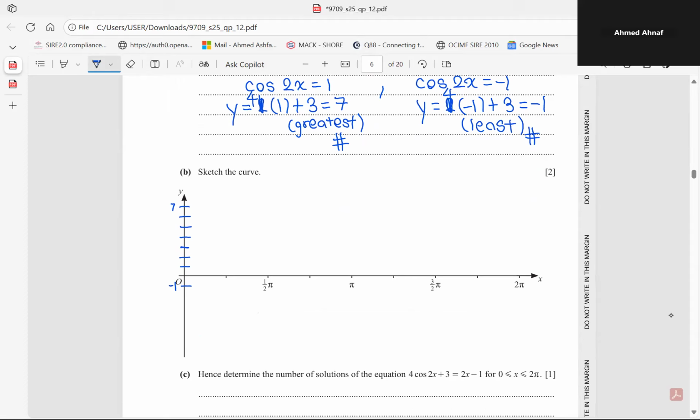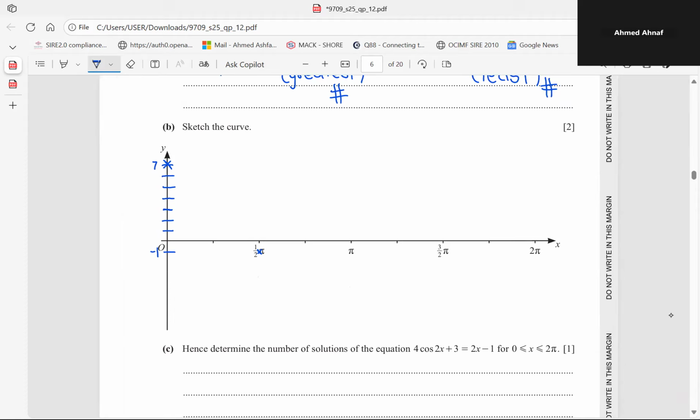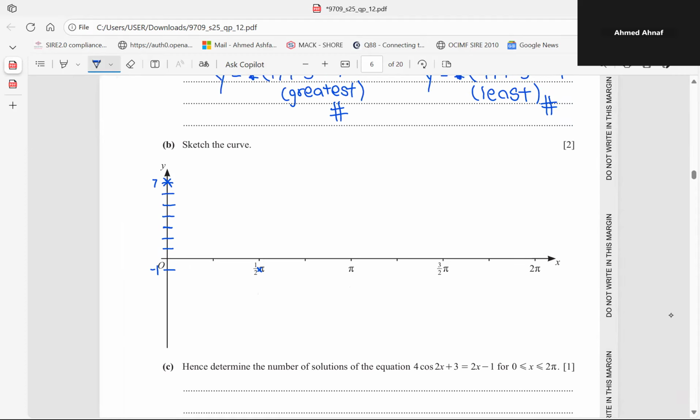So maximum point is, sorry, pen's not working again. All right, sorry for the delay. So 7 is here when x equals 0. Now let's find for x equals pi over 2. Okay, that would give us negative 1. So somewhere here. Now let's do the same for pi. And this would give us 7. So 7 at pi would be here.